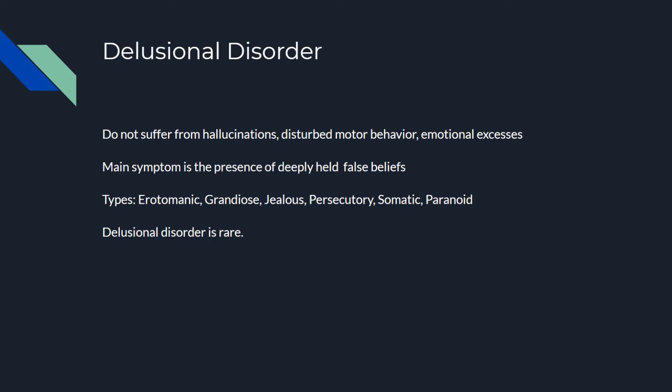Then we have somatic type. So they believe that their bodies are diseased or rotting, that their body is infested with insects or parasites, or that part of their bodies are defective in some way. The most common delusional disorder is paranoid psychosis. So this centers on the delusions of persecution. They believe that they're being plotted against, being cheated on, or being followed. So these people are on guard at all times.